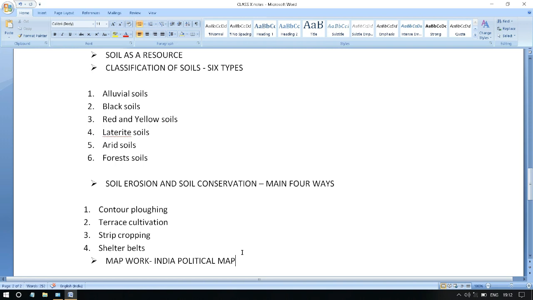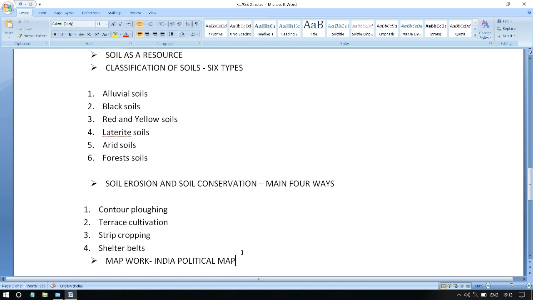And we had some knowledge in our earlier classes. We had read about all this. But some new points are given as your classes are going higher. So of course the content is also going to be higher. So here, contour plowing. These are the main 4 ways by which we are going to conserve our soil.